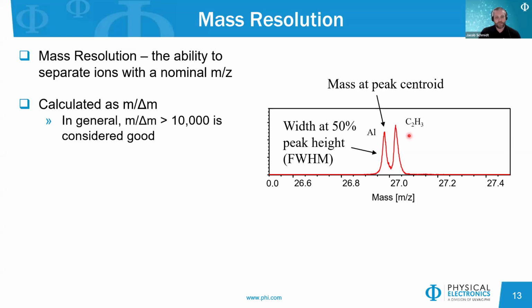Mass resolution is calculated as m over delta m. M is the mass at the peak centroid, and delta m is the width of the peak at 50% of the peak height, or full width half max. In general, for TOF-SIMS, m over delta m of more than 10,000 is considered good.